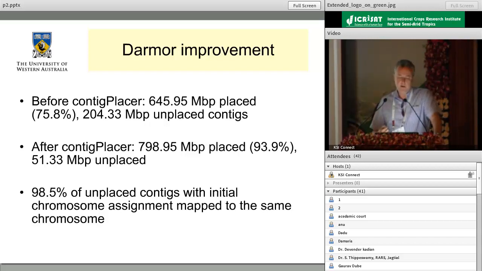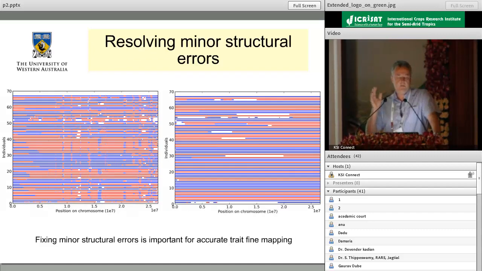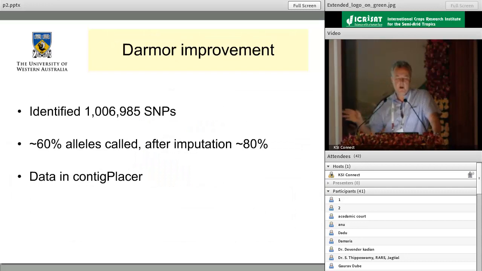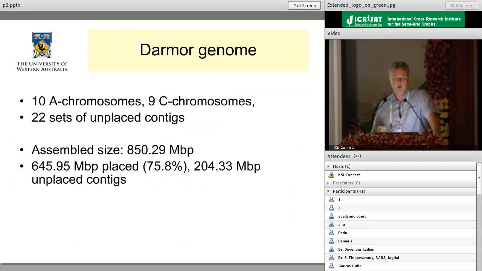Now, interestingly, the genome assembly, I thought I should slide on this. Okay, so going back to here, I think I skipped over this. The genome is a polyploid. It's got the A and the C genomes in there. The A genome has 10 chromosomes. There are 9 chromosomes of the C genome.